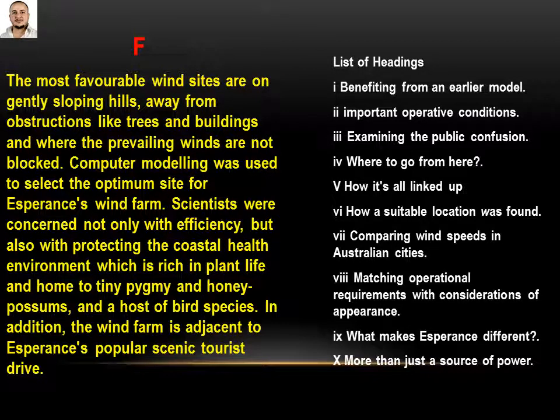Paragraph F says the most favorable wind sites. Sites means locations. Let's go on. The most favorable wind sites are on gently sloping hills away from obstructions like trees and buildings, and where the prevailing winds are not blocked. Let's go back. The most favorable wind sites. So it talks about sites, about locations, favorable, suitable also. So in this case, the answer will be number 6, how a suitable location was found.